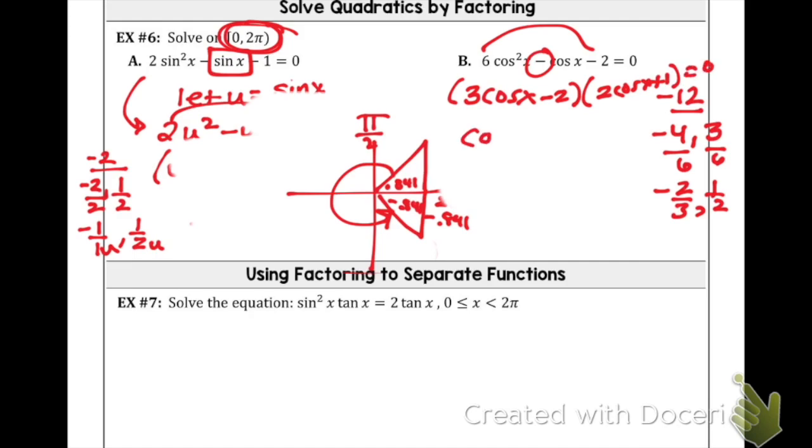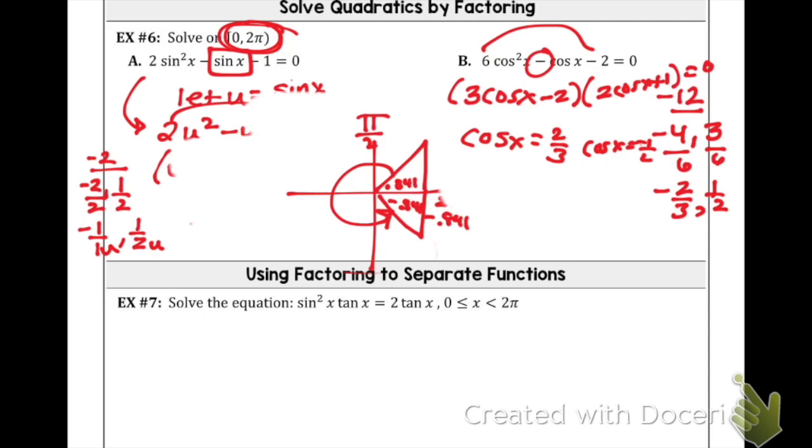And then that would get you to cosine x needs to equal 2/3, cosine x needs to equal negative 1/2. I don't care how you do it. Using substitution simplifies it and makes it easier for you to see what you need to do. Or if you don't need it simplified, then just jump right to it.